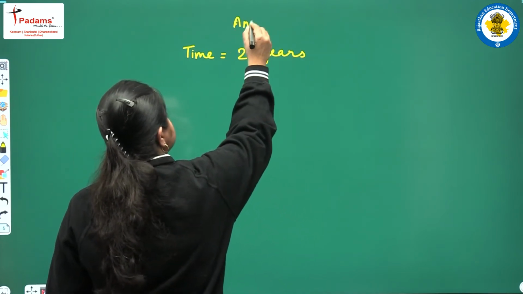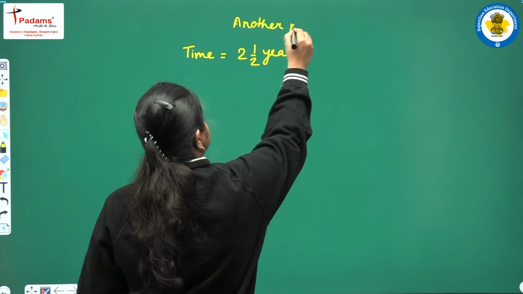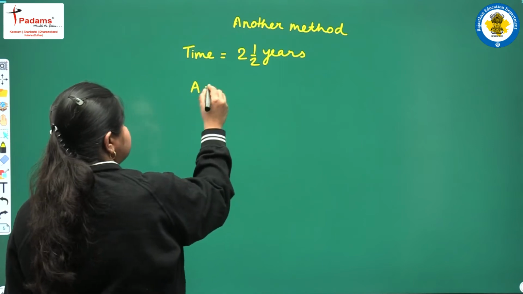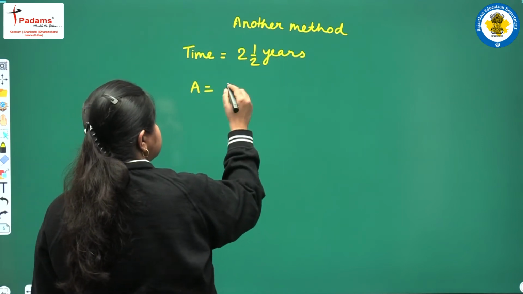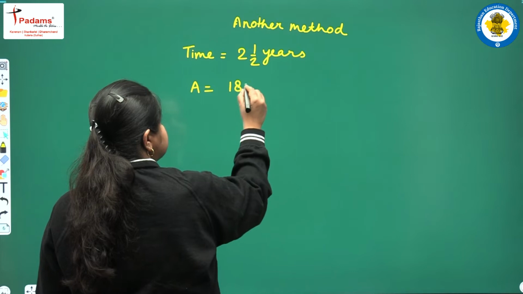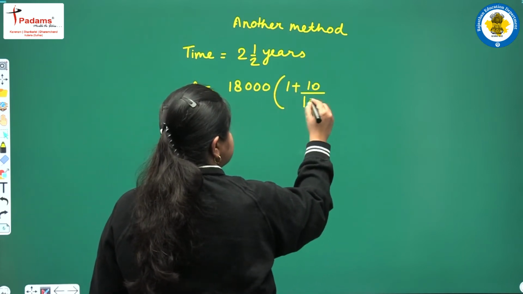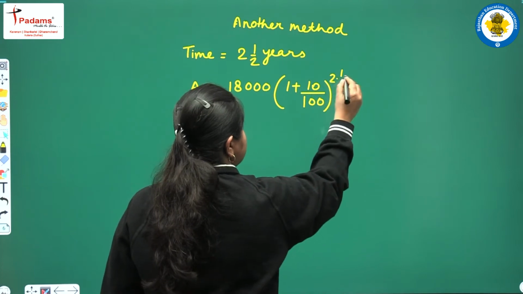Another method I am discussing. Okay. In this case, what we can do? Amount we can find at the end of 2.5 years as 18,000, which is the principal, into 1 plus 10 upon 100 raised to power 2.5.